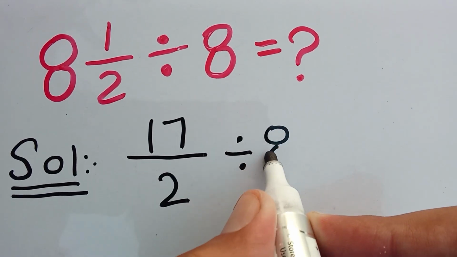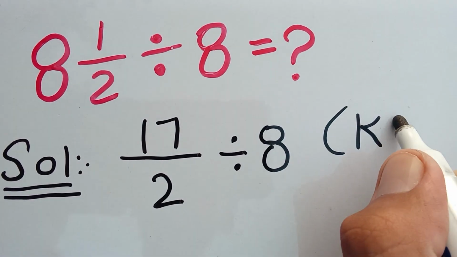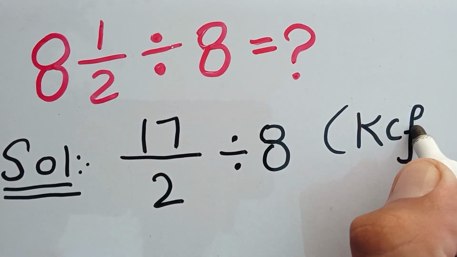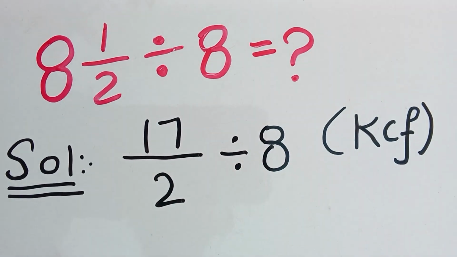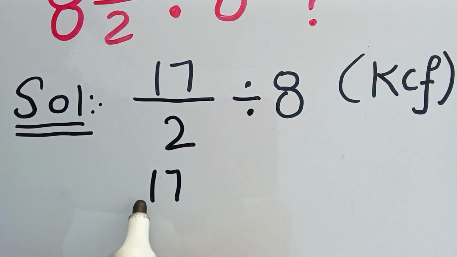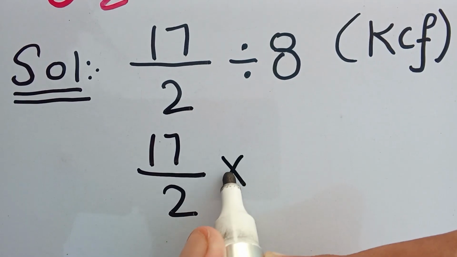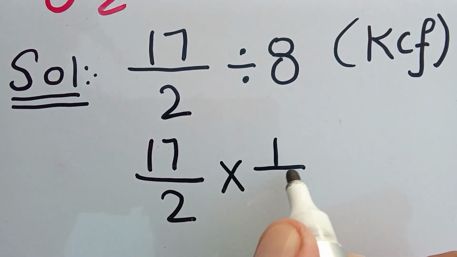Now guys, according to the KCF rule, where K stands for keep, C stands for change, and F stands for flip, we can write it as 17 divided by 2 times 1 upon 8.